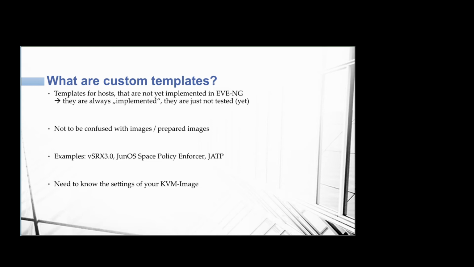I've listed some examples here: the VSRX 3.0, the Space Policy Enforcer, JATP. I've also committed them, so in one of the next new EVE versions, they might show up so that you don't have to create custom templates anymore. But if Juniper releases some VSRX 4.0 tomorrow, you don't have to wait until it shows up in any drop-down menu. You can create a custom template. You can play around with the different options inside of that template to see what works best for you, and then you just deploy it to your EVE server, and then you can start labbing with it.